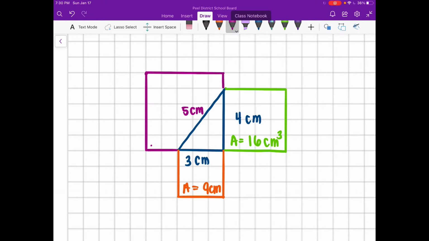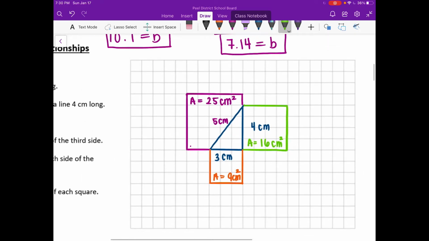And the area of that square is going to be 5 by 5, which equals 25 centimeters squared. And always remember to put in the squared. It shouldn't be cubed, it should be squared. Sorry, just going to draw my line back in. All right, and that's what we have right now.